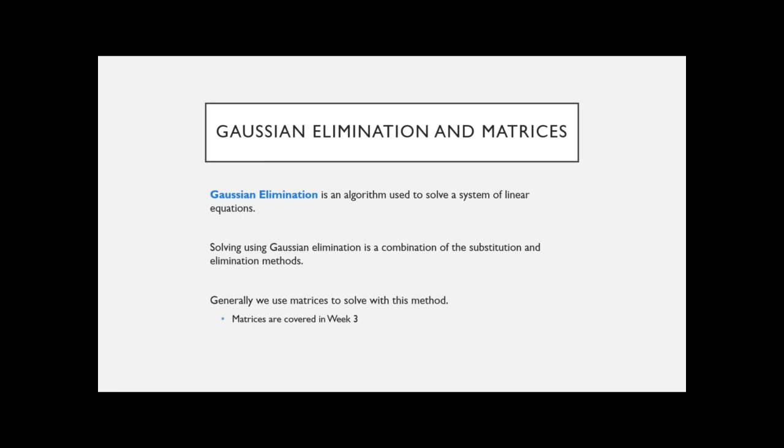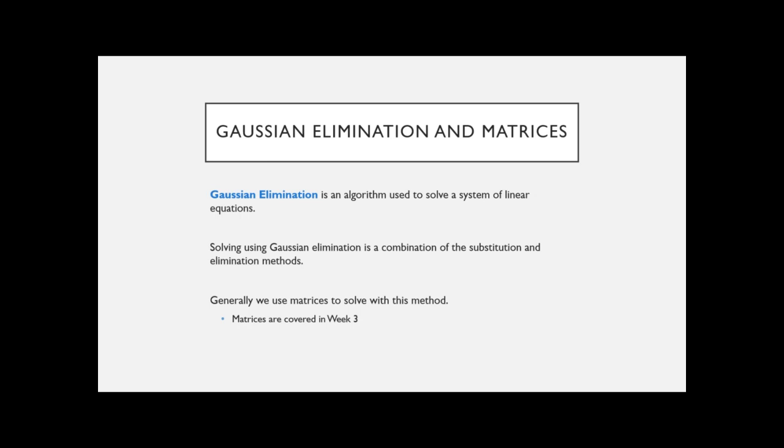So when we solve with Gaussian elimination, we're using a combination of both the substitution method of solving, which we use in this case for back substitution, and also elimination. So what we basically do is start the elimination process until we get to a certain point, and then we do substitution from that point.